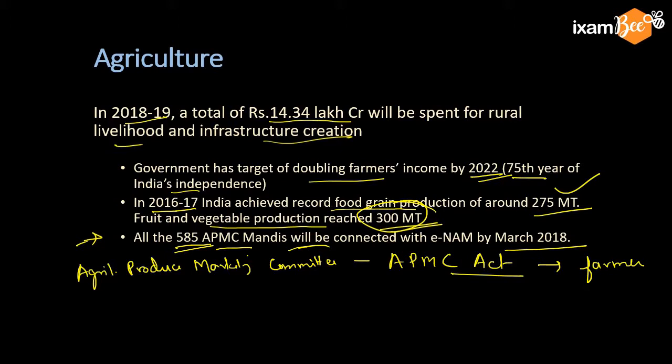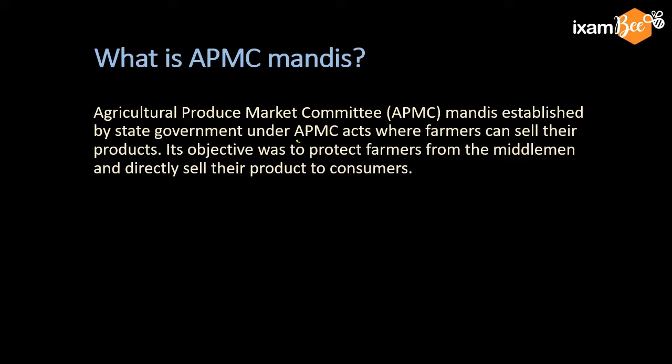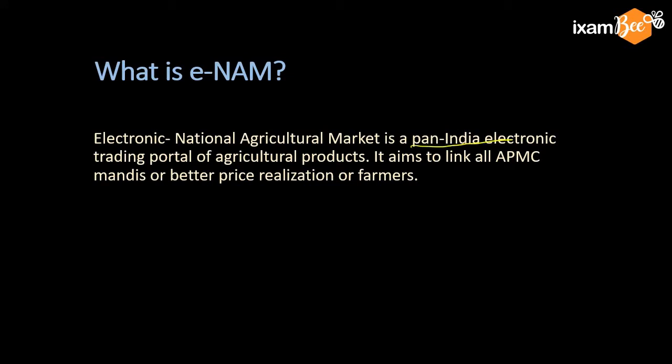So now government is connecting this with e-NAM. e-NAM is Electronic National Agricultural Market. So here it becomes an all India electronic trading portal for agriculture products, and it will link all APMC mandis for better price realization of the farmer. So all India prices will be known, so farmers will have much more information, and they are expected to get a better price. So I have told what are APMC mandis. These are established under the APMC Act, where farmers can sell their produce. And e-NAM is a pan India electronic trading portal of agriculture products, and its aim is to link all APMC mandis.